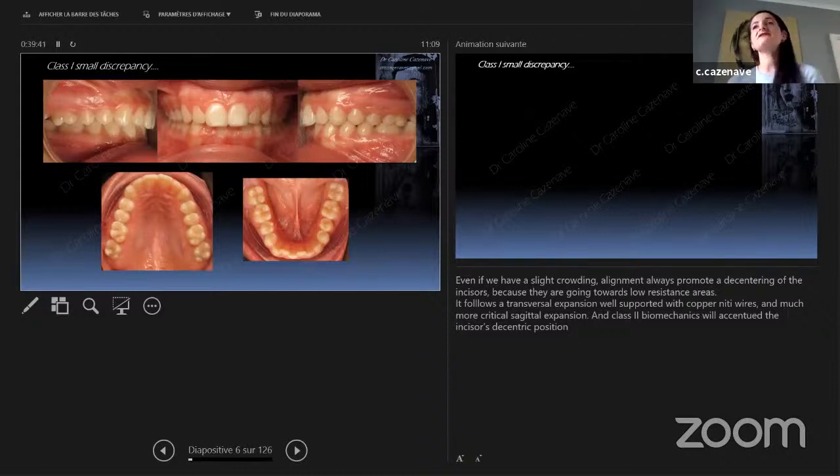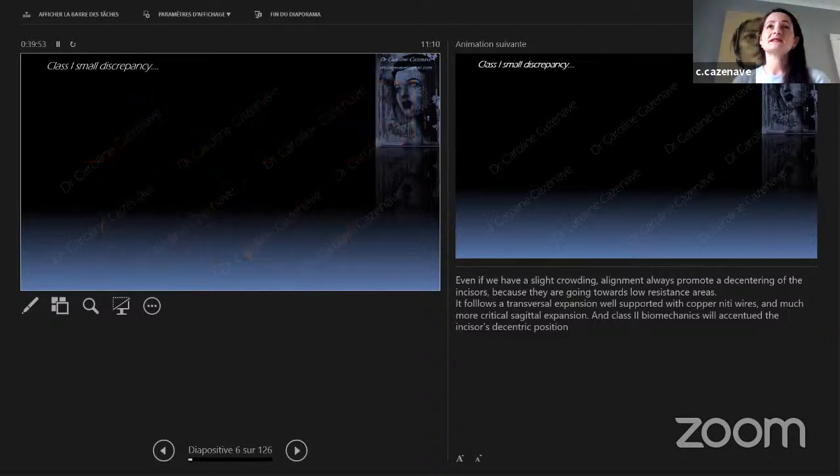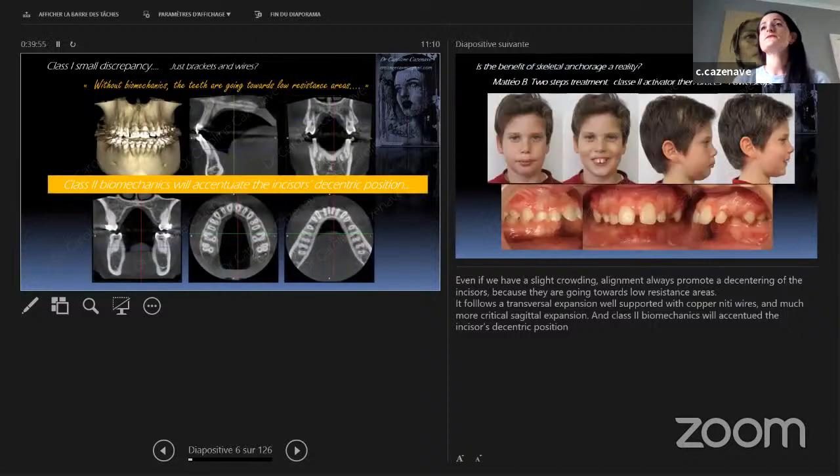So even if we have a slight crowding, alignment always promotes the decentering of the incisors because they are going towards low resistance areas. It follows a transversal expansion, well supported with Copernicus wires, and a much more critical sagittal expansion. And class 2 biomechanics will accentuate the incisors' decentric position.